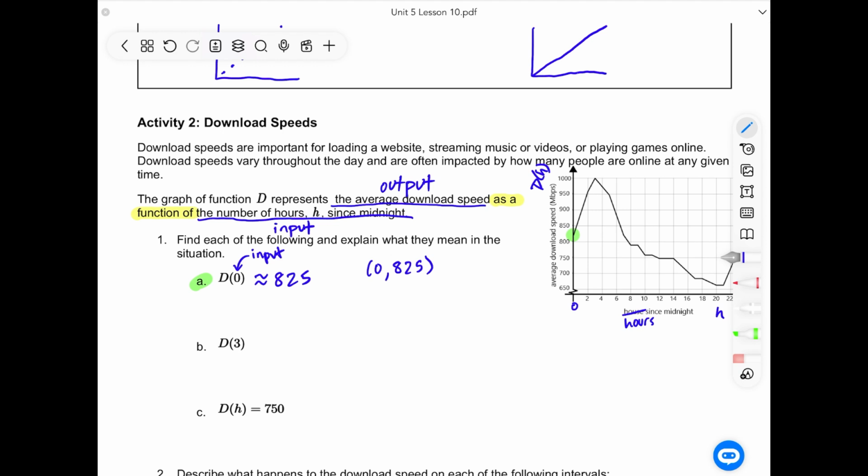So what does this mean in the situation? Well, 0 hours since midnight, that's kind of an awkward way of saying it. So I would probably put it in more normal language and say something like at midnight, the download speed is 825 megabytes per second, Mbps.